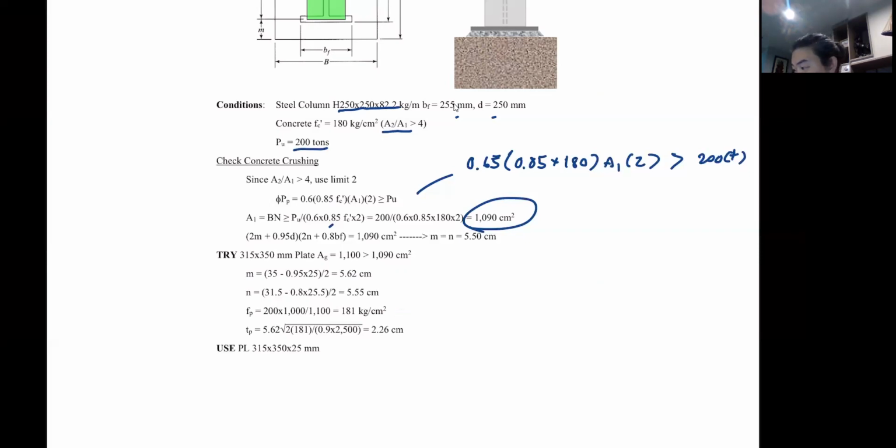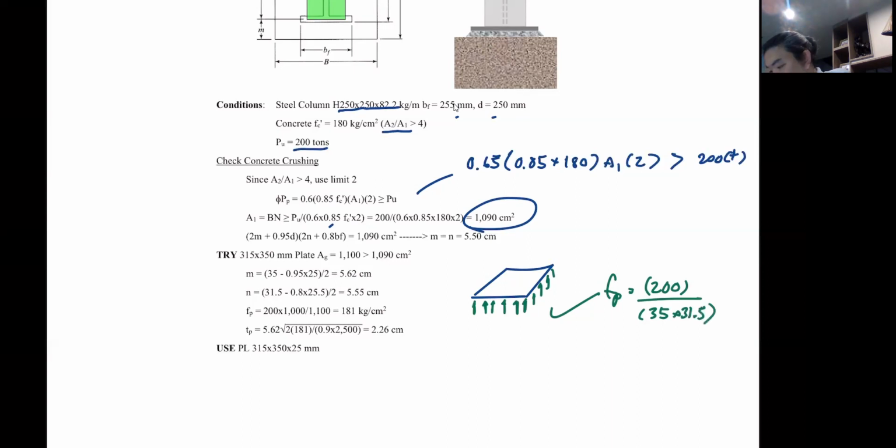Just like the previous example, once you know the size of the plate, now you can calculate the stress, correct? So the stress FP is equal to 200 tons divided by 35 by 31.5. So that's your stress.